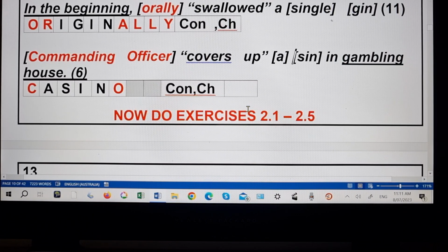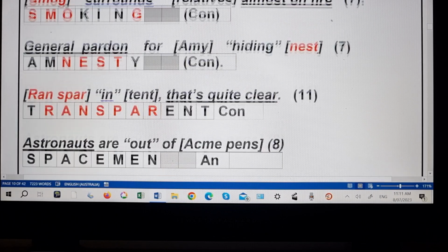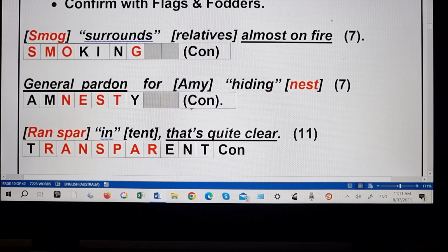Okay, that's it. And I said we'd look at some of the meanings of these things over all things, and let's see how good these compilers are. I love the way they make up sentences which apparently are sentences. I mean, smog surrounds relatives almost on fire. Isn't that lovely? Well, it's not lovely, but you can imagine, you get a picture of smog surrounding relatives is almost on the point of catching fire. And that's nothing to do with your answer, of course.